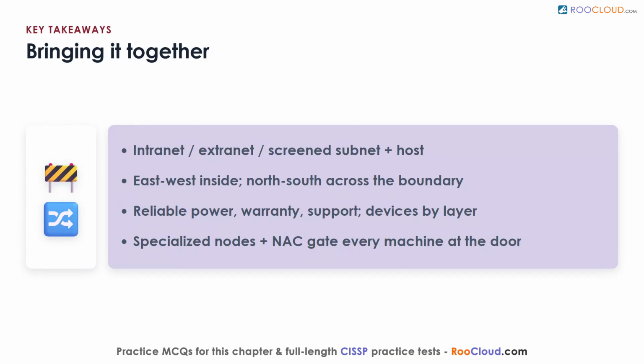Keep hardware reliable with redundant power, warranties, and support. Know your devices by layer, from dumb repeaters and hubs up to smart routers. And remember which devices split collision versus broadcast domains. Add specialized nodes like jump servers and sensors, and let network access control gate every machine at the door. In the next part, we dig into firewalls and proxies.